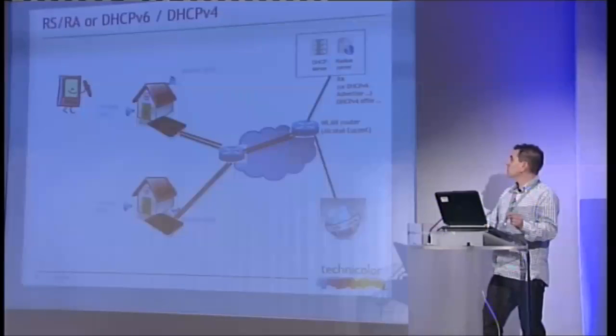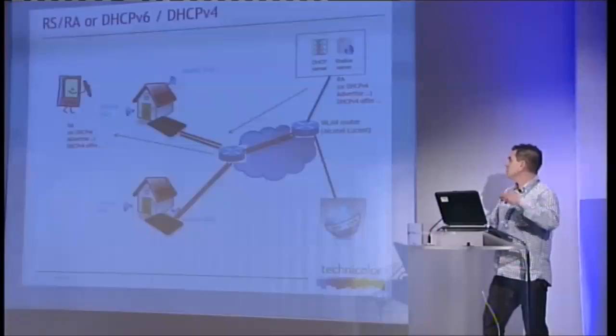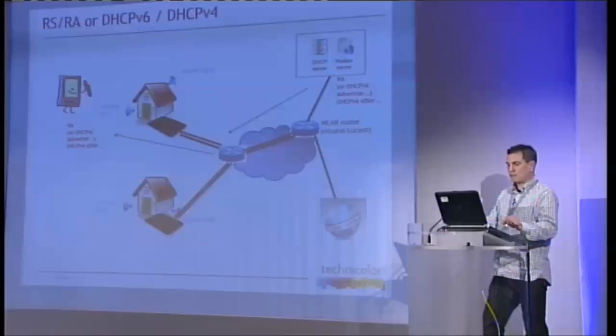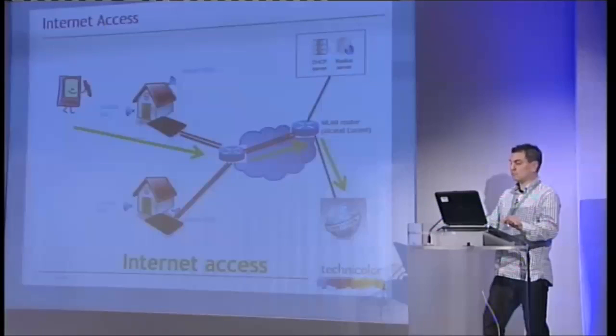So the router solicitation gets answered. You get your DHCP offer and all the stuff. So at that moment, you have internet access over the GRE tunnel.